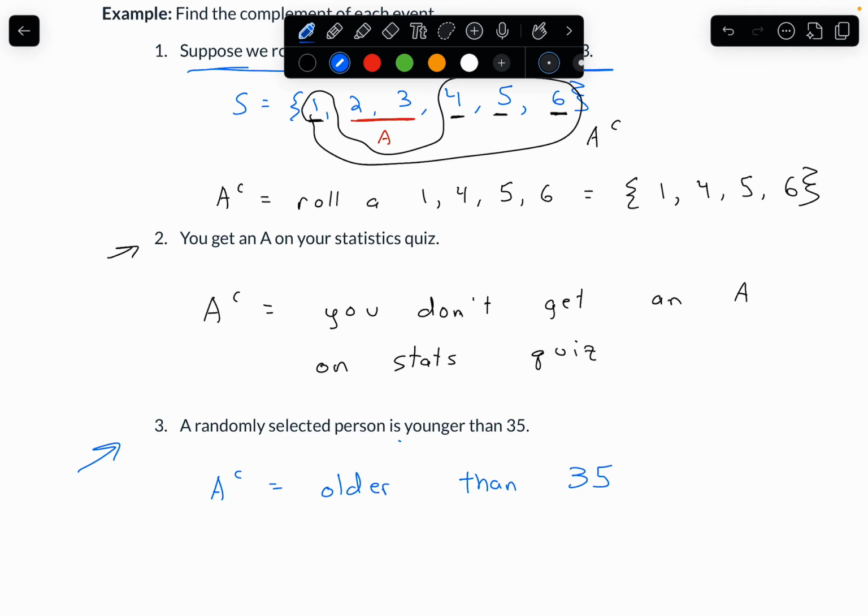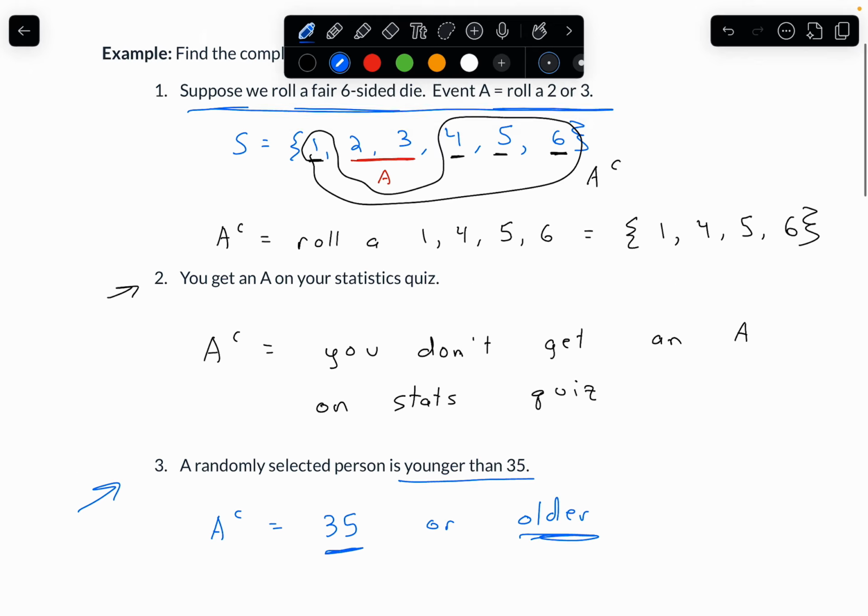So here we have a person is younger than 35. In the proposed complement, we have a person is older than 35. That doesn't count every single possibility, because what if a person is exactly 35? So if I wanted to write out the complement of this event, I would have to say the person is 35 or older. They could be exactly 35 or they could be older than 35. So you want to make sure that you're thinking about every single potential outcome.